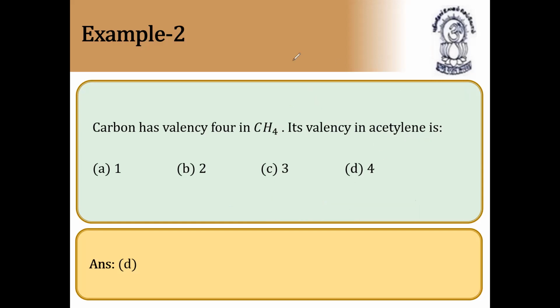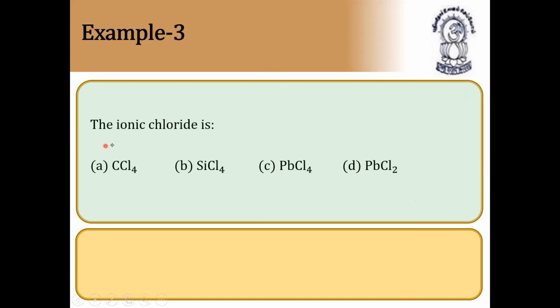Next question. The ionic chloride is what they are asking. In the +4 state, lead is also in the +4 state, but here it is the +2 state. Lead in the +2 state is ionic in nature. So the answer is option D. As I told you, lead in the +2 state is ionic in nature, and in the +4 state it is covalent in nature. So ionic chloride means ionic compound. PbCl2, that is lead dichloride, is ionic in nature. Questions like these are important in the examination.